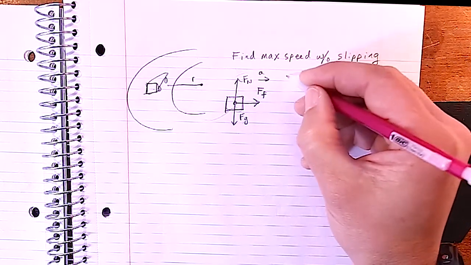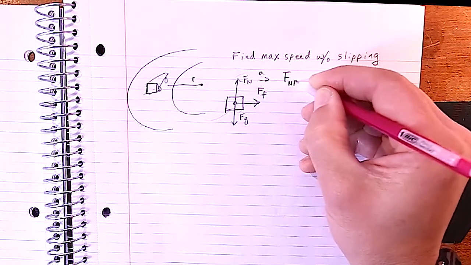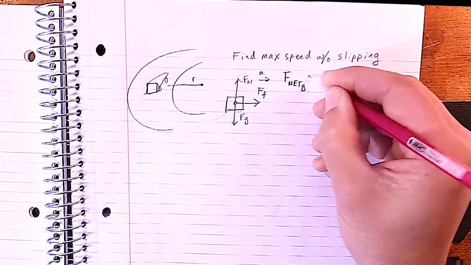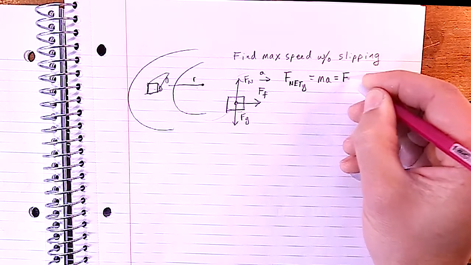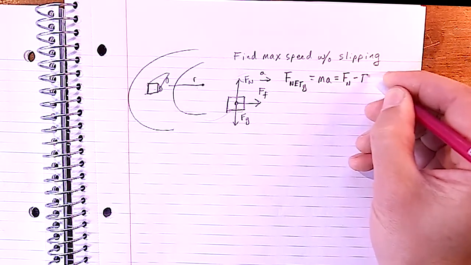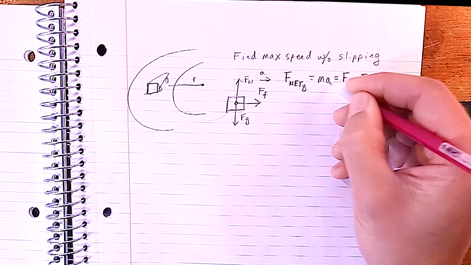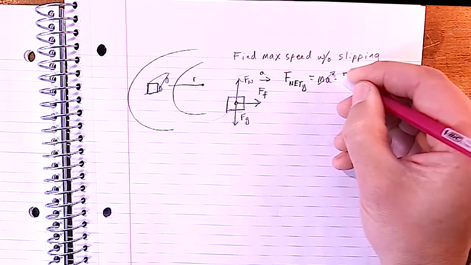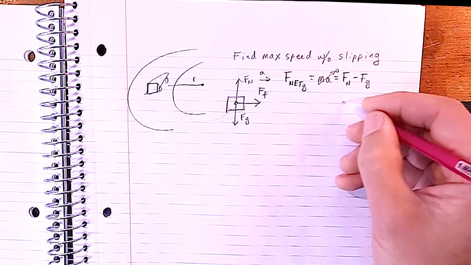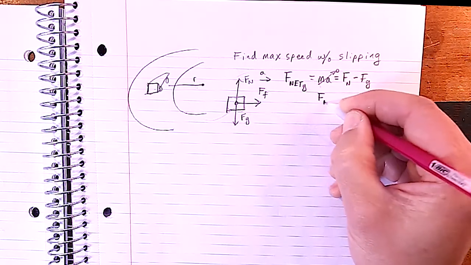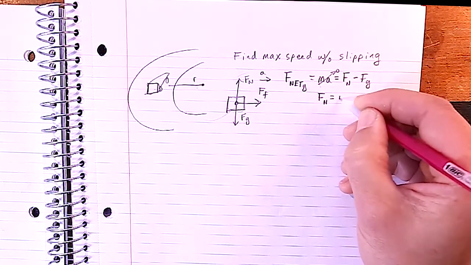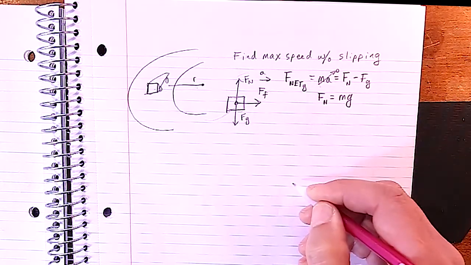Let's first start out by doing an F net y. So that's going to be ma equals Fn minus Fg. And our acceleration in the y-plane is 0. So we can bring this over to the other side, which is going to be mg, or we can simply say Fn is equal to mg.